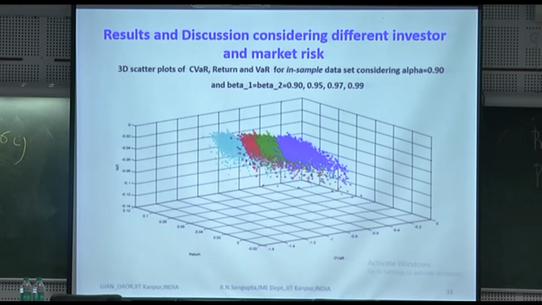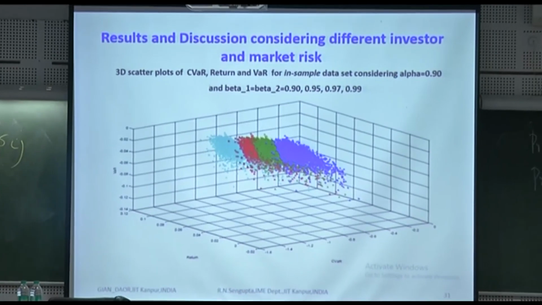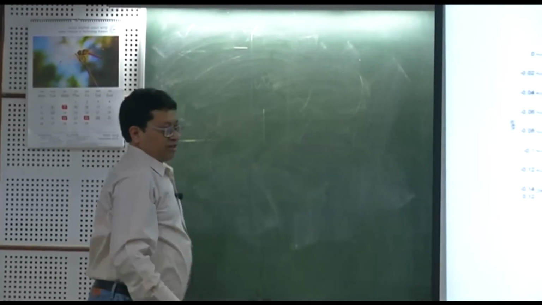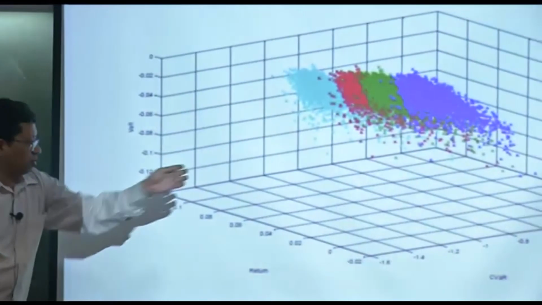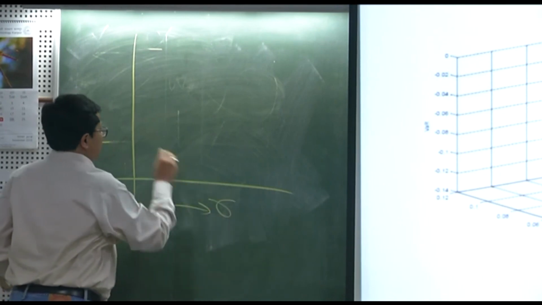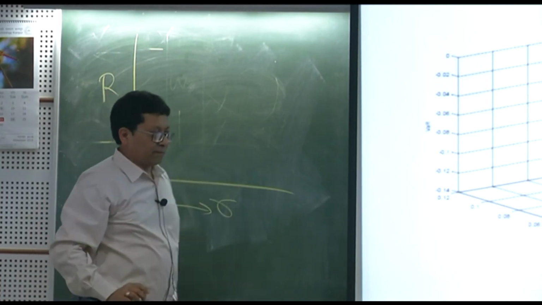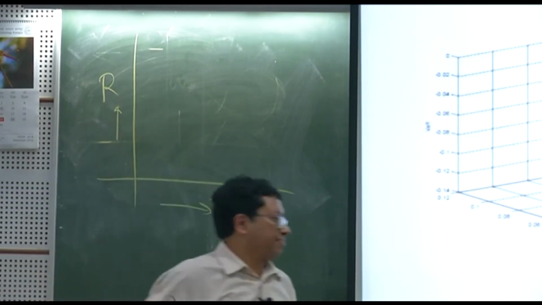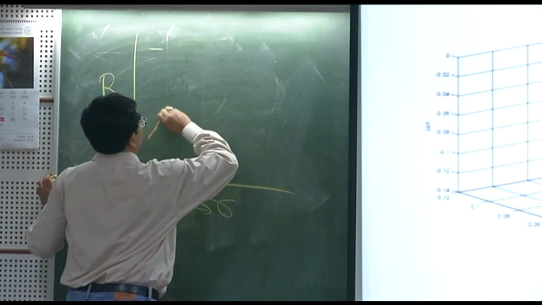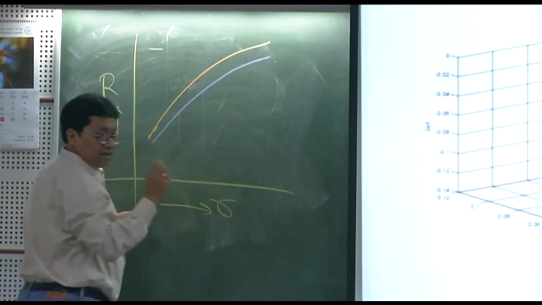If you do it in the 2D framework, the graph would look like this. If you look from any one direction, either from here or orthogonal, this is the risk and this is the return. So the graphs are like this for different betas. I am putting the best fit line, but they are a collection of points.